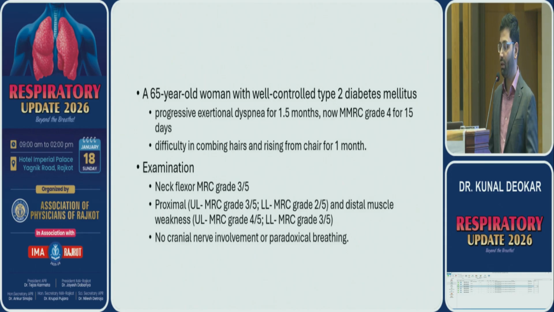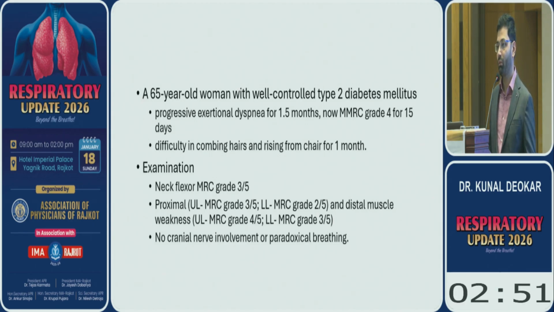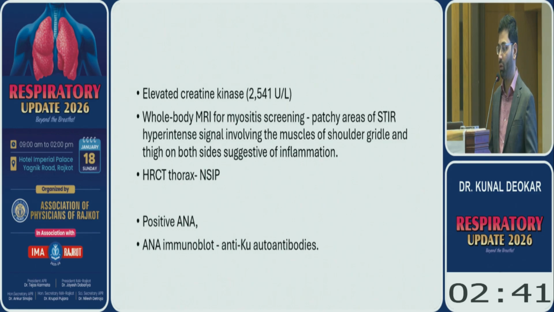So this was a 65-year-old woman who came to us with progressive exertional dyspnea, and she also had symptoms suggestive of proximal muscle weakness. She was not able to get up from chair. She was not able to get up from squatting position. And on examination, we found that in addition to bilateral fine inspiratory crepts, she also had proximal and distal muscle weakness. There was no cranial nerve involvement. Creatine kinase was elevated. We suspected myositis. We did a whole body MRI for myositis screening, which was also suggestive of muscle inflammation. ANA was positive. ANA blot showed anti-Ku positive.